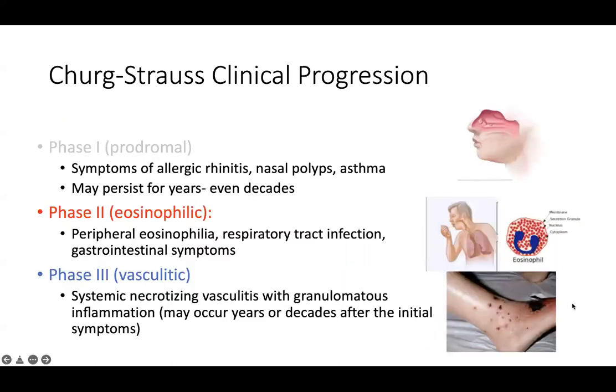The progression of Churg-Strauss goes through 3 phases. Phase 1 is known as the prodromal phase. You have symptoms of allergic rhinitis and nasal polyps, and asthma may persist for years or even decades. Phase 2 is known as the eosinophilic stage. You've got peripheral eosinophilia with respiratory tract infection and GI symptoms. And phase 3 is the vasculitic phase, where you've got systemic necrotizing vasculitis with granulomatous inflammation, which may occur years or even decades after the initial symptoms.